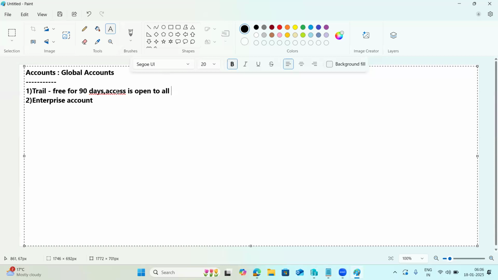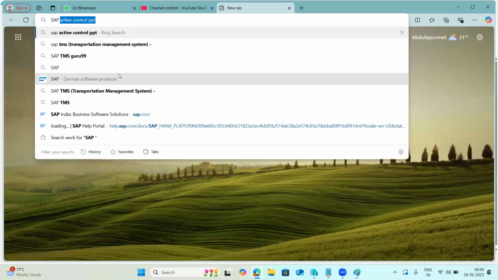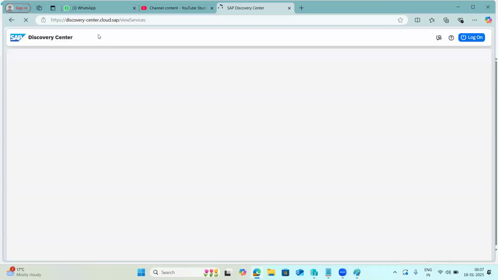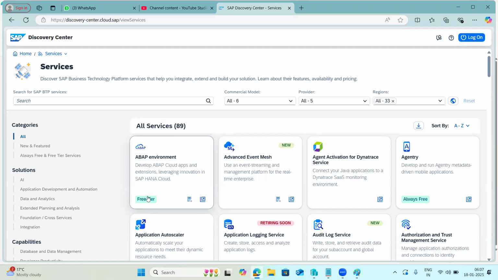In the SAP Discovery Center, there is a tag called free tier. Free tier tags are available, which means the service is available in the trial account as well, but there are limitations and restrictions on using it. Free tier means it is always free. So it is available in the trial account but restricted.